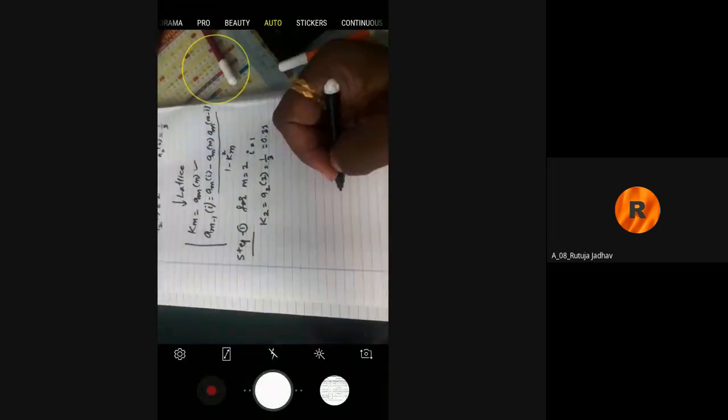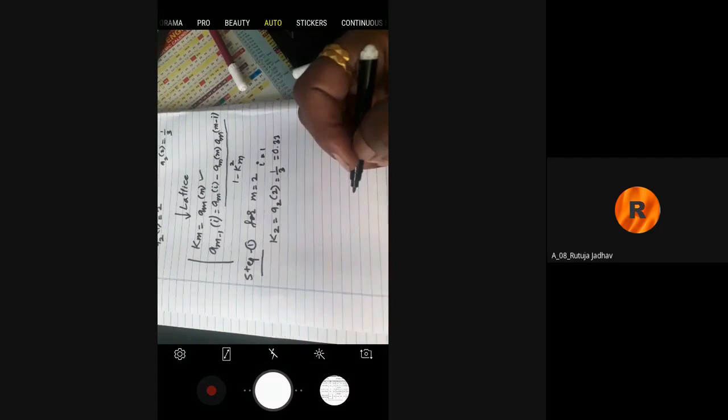So in the first equation, if I substitute m equals 2, what will happen? K2 equals A2 of 2, which equals what is the value? What is the value of K2? 1/3. 0.33 or 1/3, we will write it as 0.33. Okay. Are you getting my point?